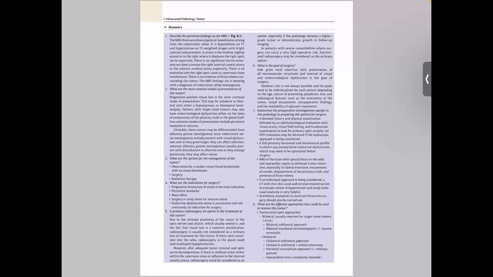However, this is not always possible, and the goals have to be determined on a case-to-case basis, depending on the age, on the nature of presenting symptoms, size, and radiological features, such as extension of the tumor, vessel encasement, especially if it extends laterally into the ICAs and the cavernous sinus, or based on the intra-op findings.